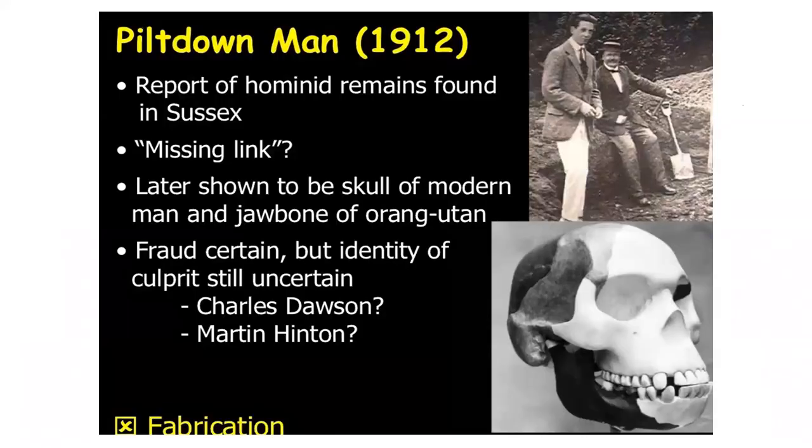So this is the example. Piltdown Man: a report of hominid remains found in Sussex. Sussex is a place where he found this thing. But this is a missing link, because the skull was of a modern man and the jawbone of an orangutan. This is misleading. Later it was found to be a fraud, but the identity of the culprit is still uncertain and not found. Charles Dawson and Martin Hinton. This is a fabrication of results. If you are from a science background, you know these are fabrications of results, wrong interpretations to prove their result in research.